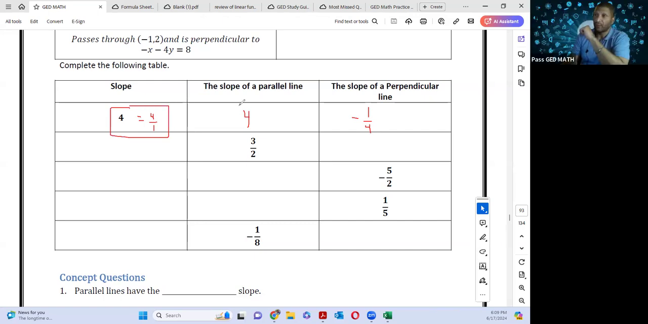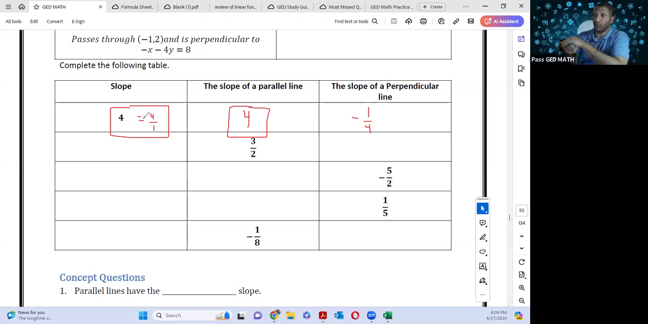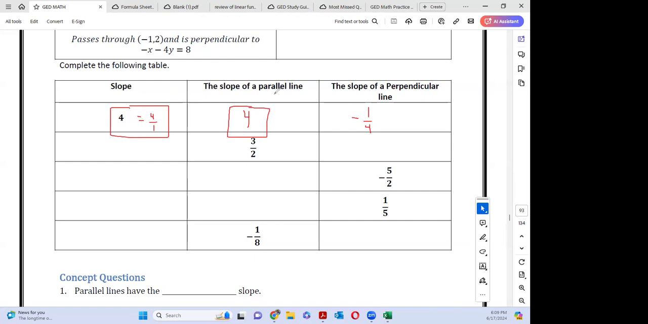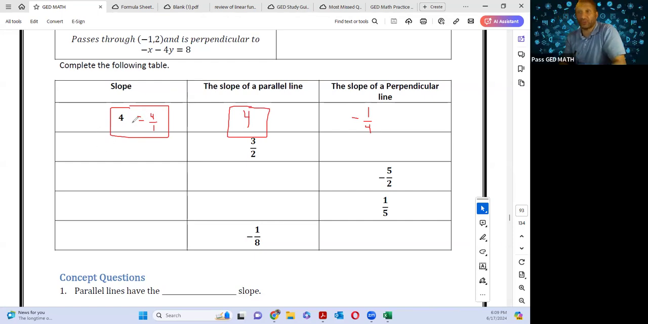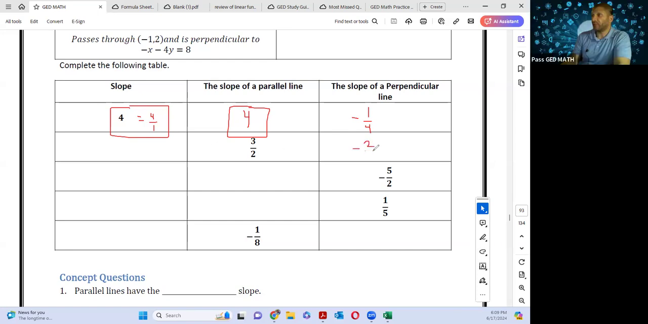This is the slope of any line that's parallel to it. This is the slope of any line that's perpendicular to it. You change the sign, so positive 4 becomes negative. If you flip it, it becomes 1 over 4. Got me? Okay, so if the slope of a line that's parallel is 3/2, what's the slope of the original line? So it's going to be negative 2/3, right? Negative 2 over 3, that's perpendicular.